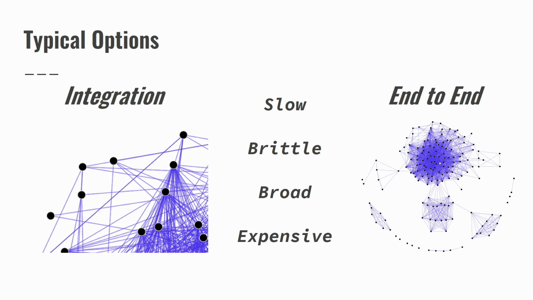Maybe we have to wait for a certain message to be published after we go through a certain part of the user journey. So there's lots of things that slow these tests down. They're also brittle.